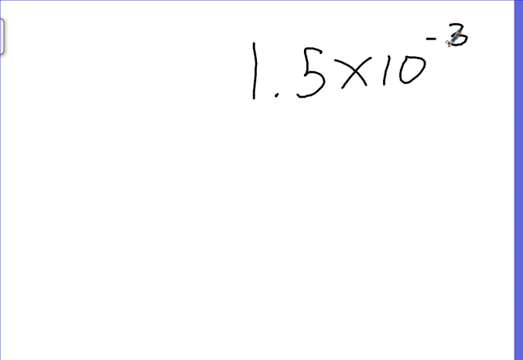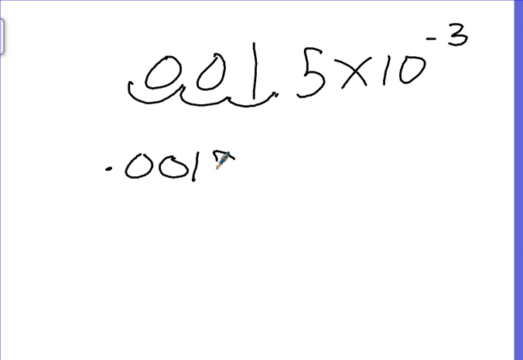Remember when they're positive, we move it to the right? Now it's negative, we move it to the left. So let's move it to the left. How many times? 3. So move it over once, it's right here. Twice, I add a 0. 3 times, I add one more 0. So I have 0.0015. Those are the same. That's how negative exponents work. All right?